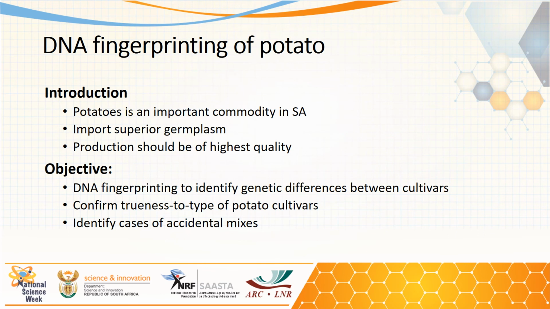The second example where genetic markers are applied at ARC-VOPI is for the DNA fingerprinting of potato. Potatoes is an important commodity in South Africa, and producers often import superior germplasm. All role players expect potato production to be of the highest quality. The objective of DNA fingerprinting, therefore, is to identify genetic differences between cultivars, to confirm trueness to type of potato cultivars, and to identify cases of accidental mixing.